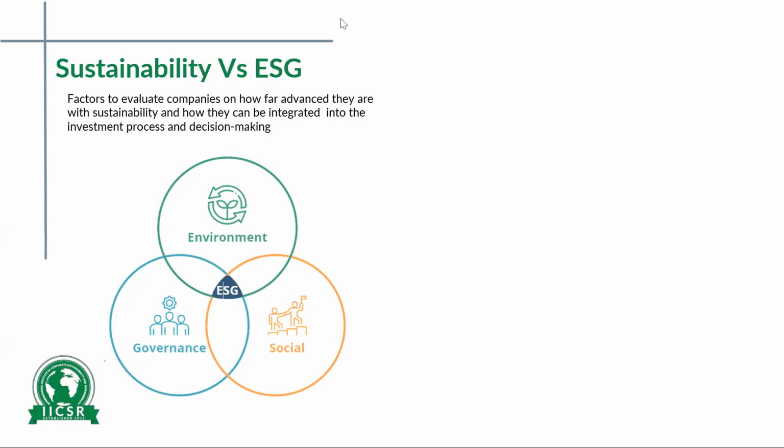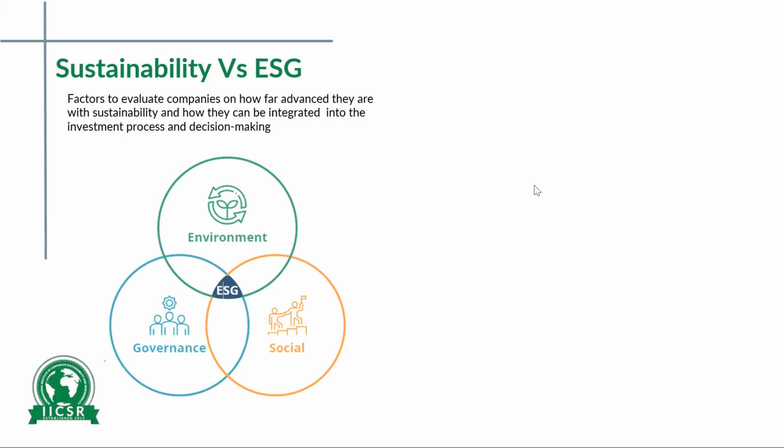Any questions? ESG is a factor to decide our investment in a particular company based on sustainability, correct? No, it's not like that. So it's not complete yet. I just wanted to understand your perspective. I'll come to your question. ESG is not the only factor to take a decision, right? So here is the finance element.